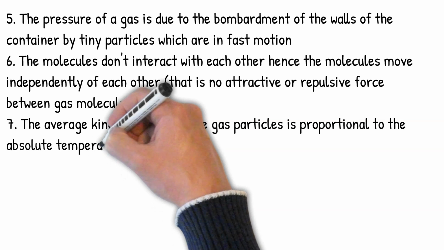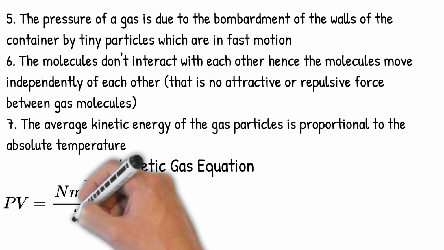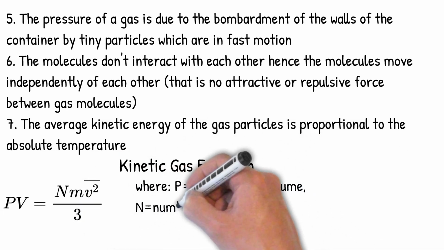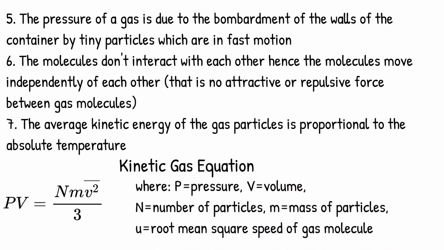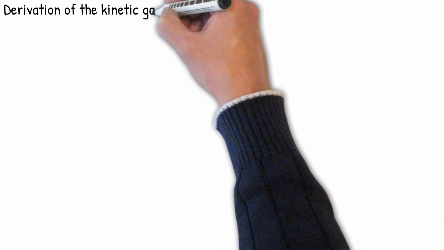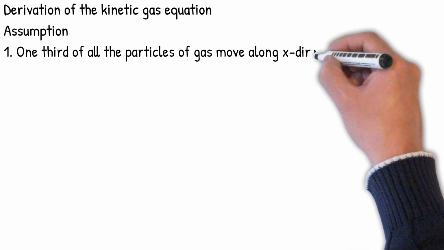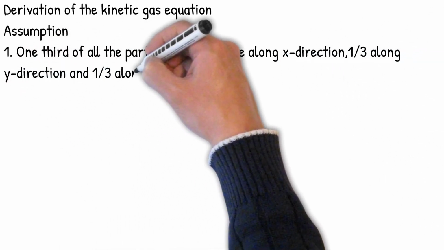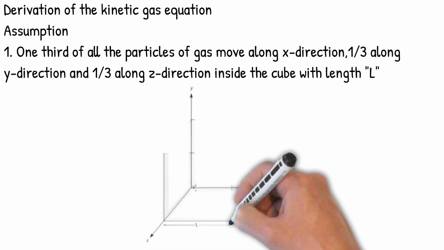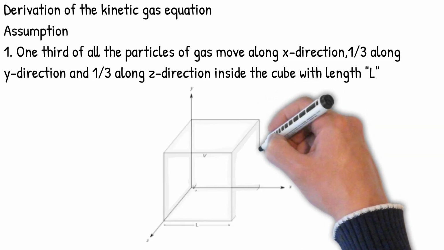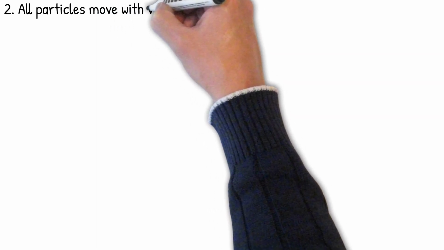The kinetic gas equation is PV equals nmu² divided by 3, where P is pressure, V is volume, n is the number of particles, m is the mass of particles, and u is the root mean square speed of gas molecules. Derivation of kinetic gas equation. Assumption number 1: 1/3 of the particles of a gas move along the x direction, 1/3 along y, and 1/3 along z direction inside a cube with length L. Number 2. All particles move with the velocity u.